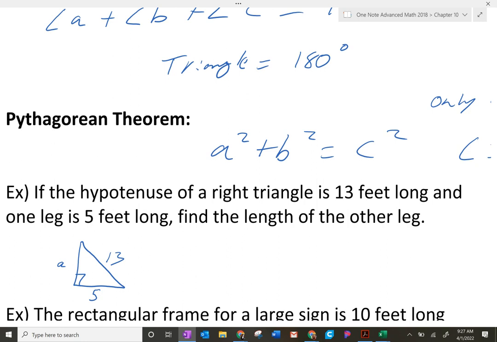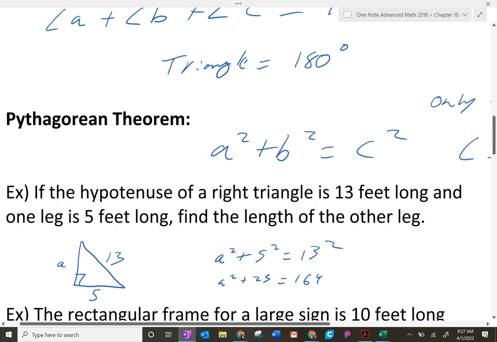All right, so if I start with this one, again, it's set up as a squared plus 5 squared equals 13 squared. That gives me a squared plus 25 equals 169. I'm going to subtract 169 minus 25. So a squared equals 144, or I can simplify it down and say a equals 12, because I have to do the square root on both sides. It really doesn't matter, A and B are interchangeable. This could be the A that you don't know, and that could be the B. This could be the A, and that could be the B that you don't know.